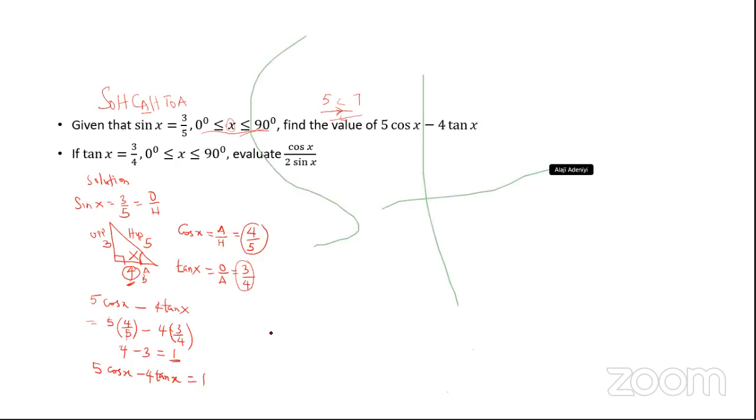So that is what we mean by that. Now, I think we have solved that question. So the second question is also similar. So how do we do that kind of question? So from what we have, tan x has been given as what? 3 over 4.